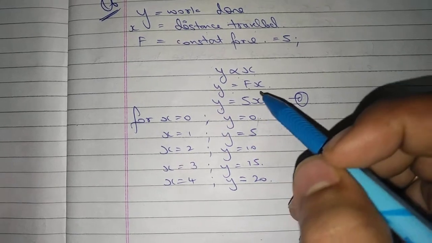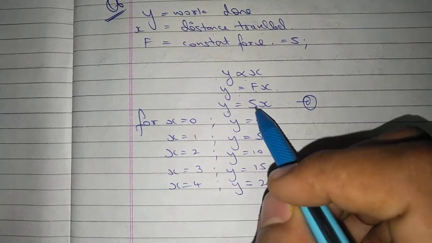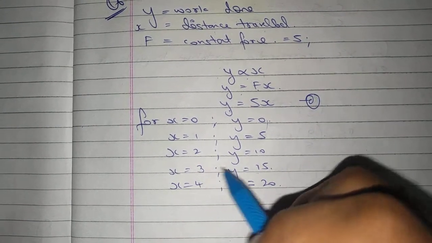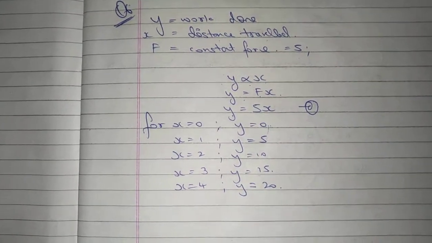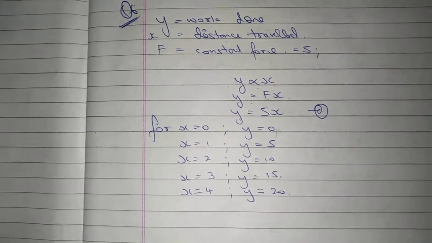Now we have to put the values of x and we will get the values of y. x is 0, then y is 0. x is 1, y is 5. x is 2, y is 10. x is 3, y is 15. x is 4 and y is 20. And draw the graph from the given information. So you will get the answer.